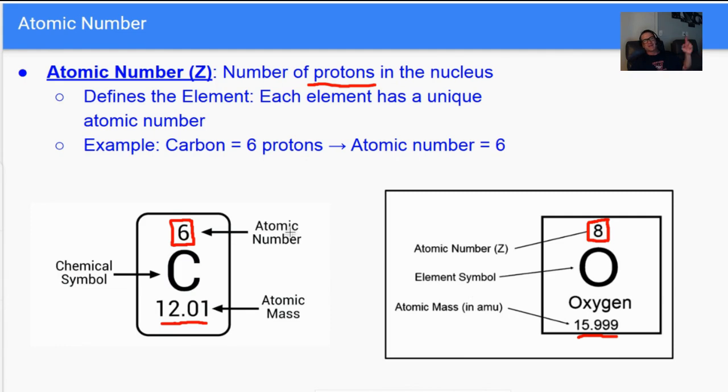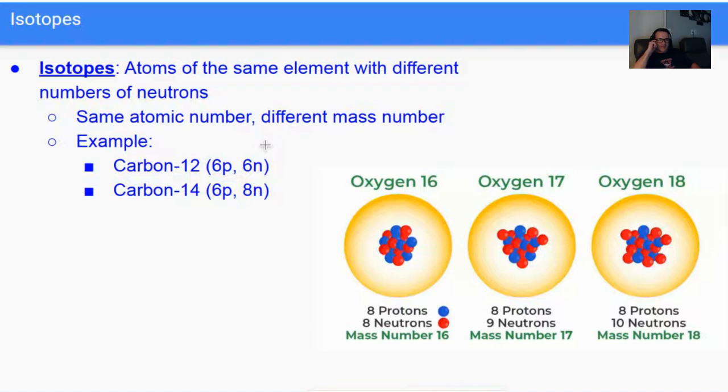All right, so remember, the atomic number is just the number of protons that an element has. And for carbon, it's always 6. Because if it's 7, it's going to be nitrogen. If it's 5, it's going to be boron. Carbon always has 6. Oxygen always has 8. All right, another key term that's going to be really important: isotopes. These are atoms of the same element, but they have different numbers of neutrons.